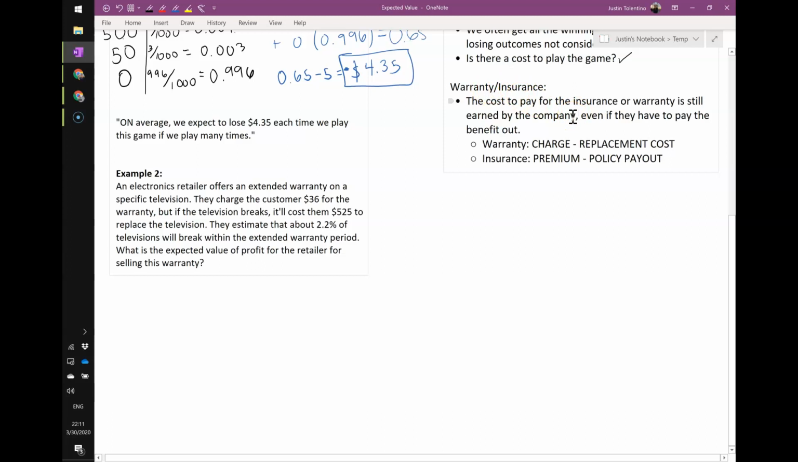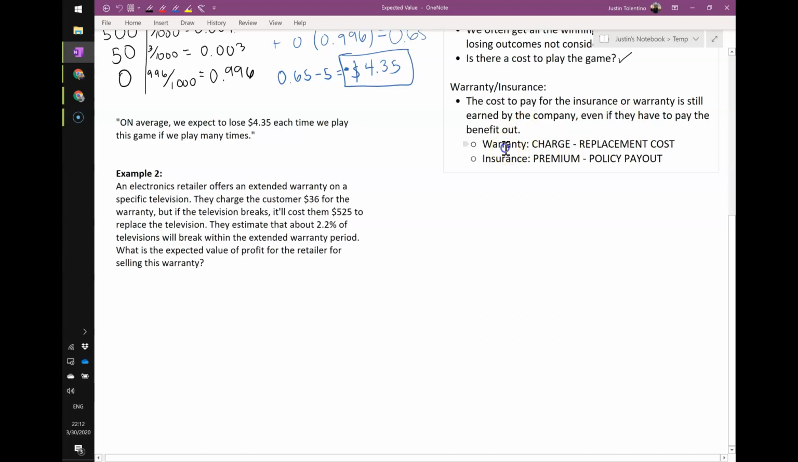So one key thing to watch out for, though, is that the cost that they pay for the insurance or warranty is earned by the company no matter what, whether the thing breaks or not, or the person dies or not, or they have to have a claim or not, they always pay. So if someone dies for life insurance, or if a person does need to worry about replacing their thing for a warranty, then they end up making that money, but they have to subtract out how much they have to pay out for that benefit.